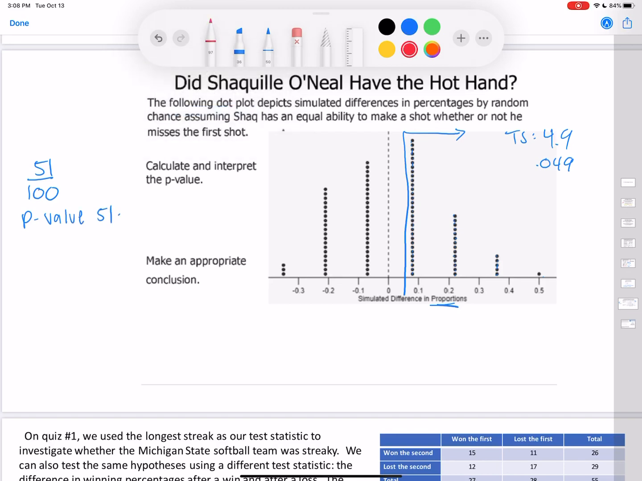Okay, for interpreting, how do we always start interpreting? We assume the null hypothesis, so assuming Shaq's free throws were independent. There is a 51% chance of getting, and this is where it gets a little bit different between the three hypotheses, a percentage of success of 4.9 or more by random chance.